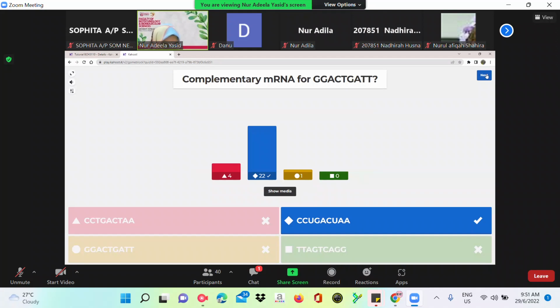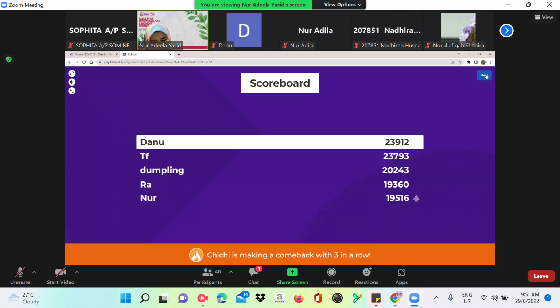Nice try, everyone. So most of you answered correctly. So do you know how to read mRNA, how to get the complementary sequence for whatever mRNA or DNA that has been given to you?